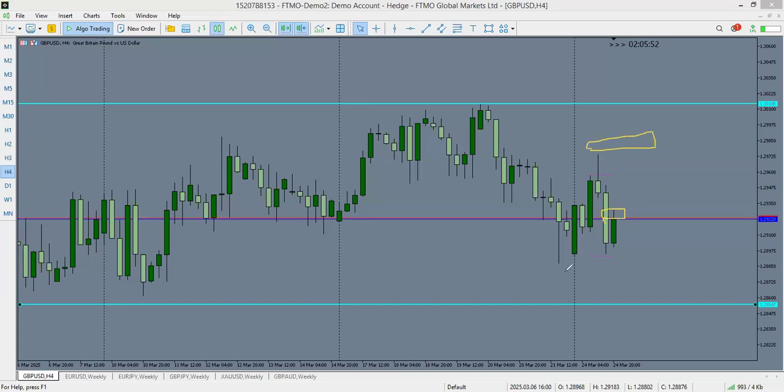And where will be my target? My first target will be these lows here. And then the next one will be further down there. And then if I still have another entry, I could push it further down there. Okay. So that will be the setup for pound USD at the moment.